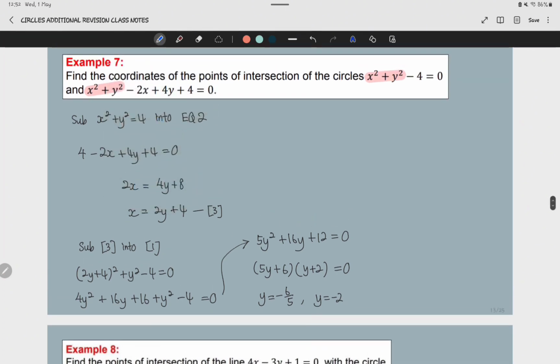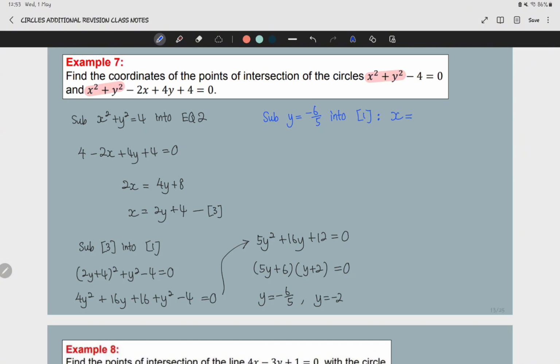Therefore from here, substitute to find your x. You can choose either one because we are now looking for the intersection. If you substitute into either one, it will be fine. So when you substitute y equal negative 6 over 5 into 1, let's say, you get your x. Let's try. x squared plus negative 6 over 5 squared minus 4 equals 0.